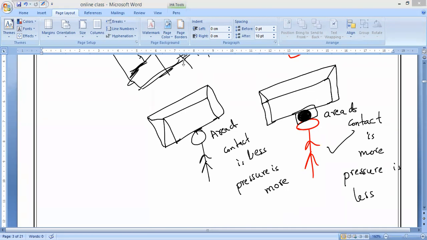Pressure increases when area decreases, and when area increases, pressure decreases. Clear? So please all of you note it down. These are the applications of pressure. In total, I have taught you 8 applications. Now, if you understand this, then next we are going to study the next topic.